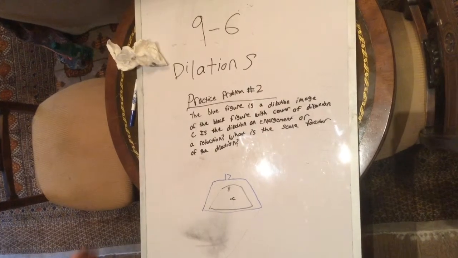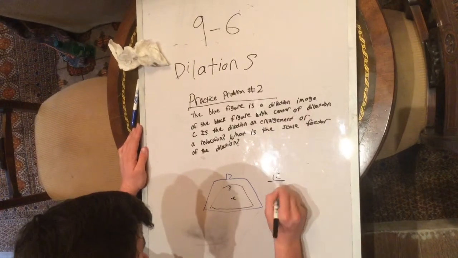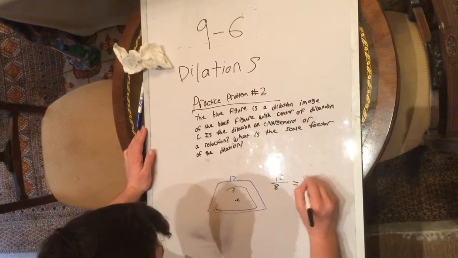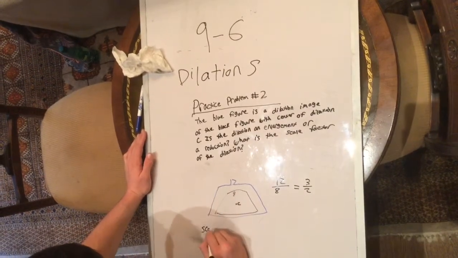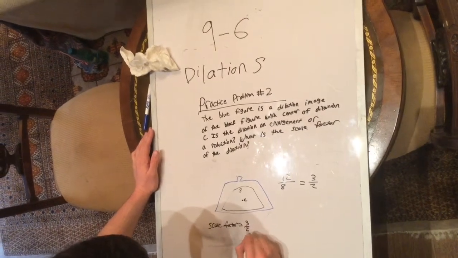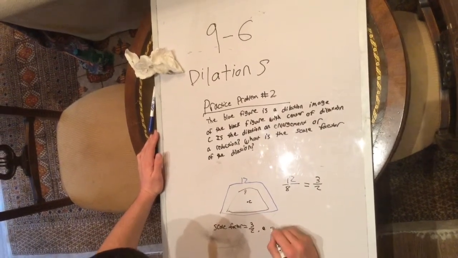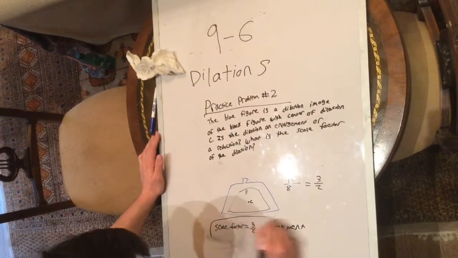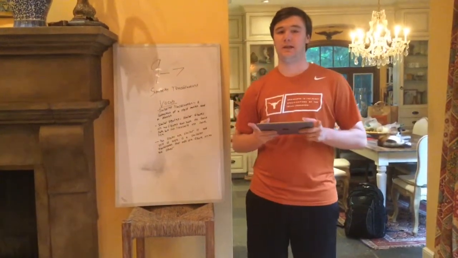So to figure out the scale factor, you're going to take the new point of dilation, which is 12, and you're going to divide it by the old one, which is 8. So then we're going to reduce that by 4, and that equals 3 over 2. So then the scale factor equals 3 over 2. And since 3 over 2 is greater than 1, the dilation is an enlargement. And that's the answer.